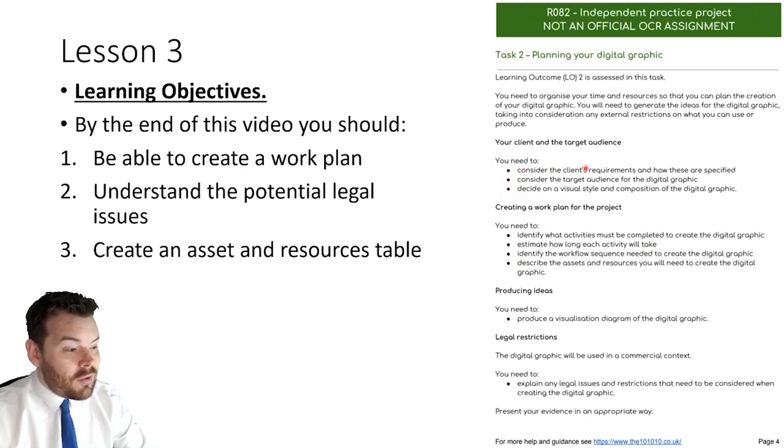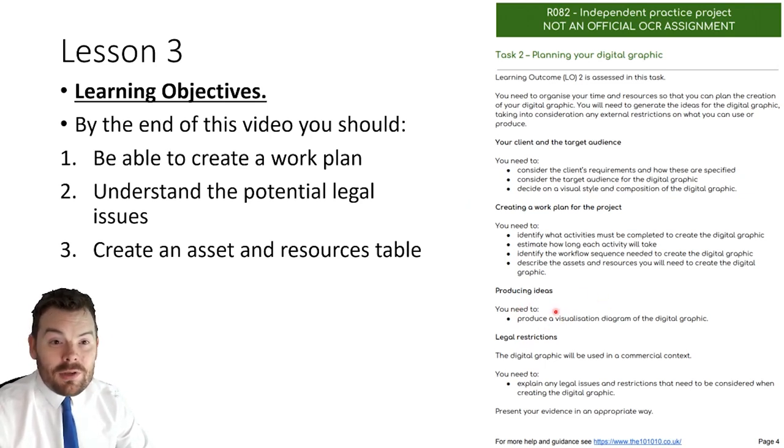We've done the client requirements, we've done the target audience, we've looked at the visual style and composition, and in order to do that, we produced a mood board and a visualization diagram. We've also completed a mind map when we looked at our target audience way back in our first lesson. So we're ticking off this section here, where we're going to look at the different activities and describe the assets and resources needed to create our graphic. And we're going to look at the legal restrictions.